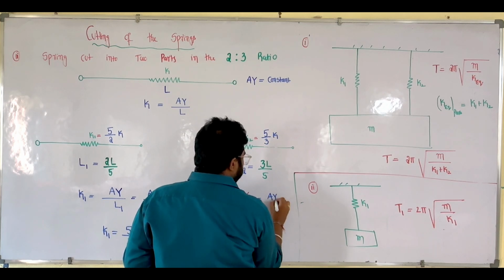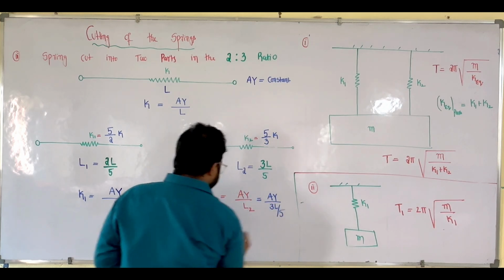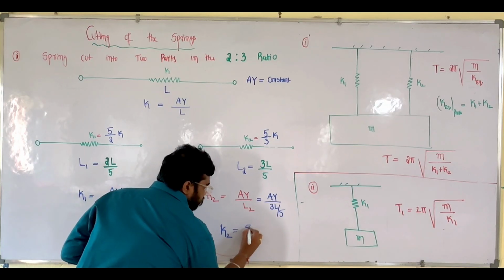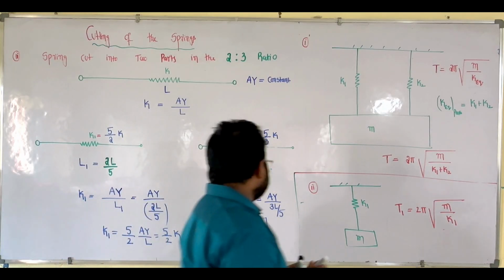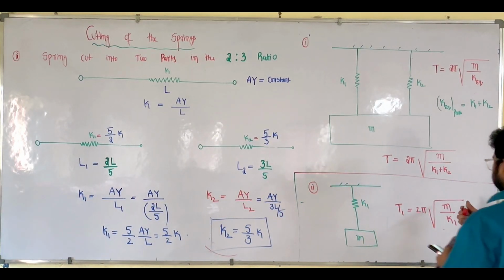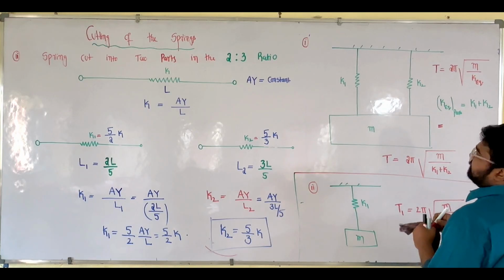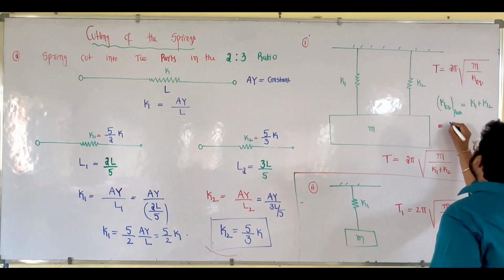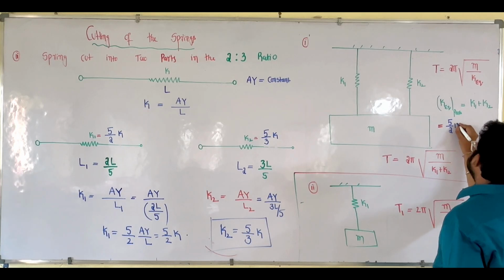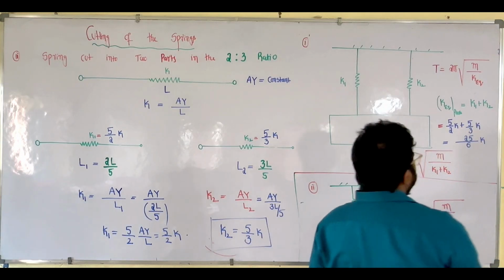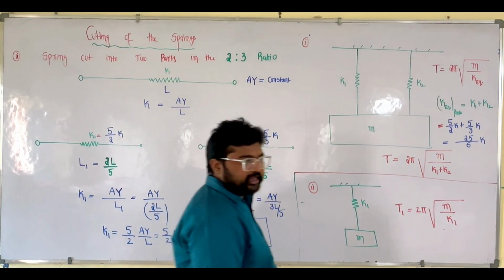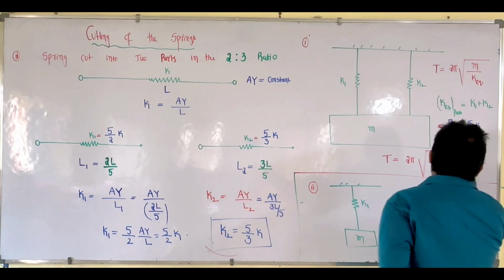Similarly, AY by 3l/5. Then K2 can be written as 5/3 K. So now tell me, K1 plus K2 equals how much? 5/2 K plus 5/3 K, denominator 6, equals 25K/6. Clear? Now tell me what is obtained here.